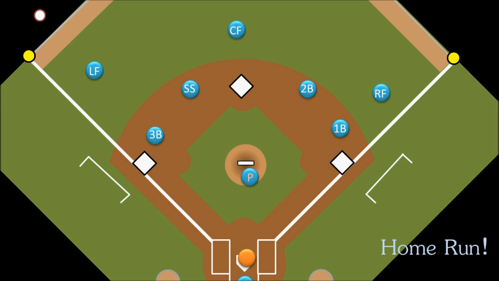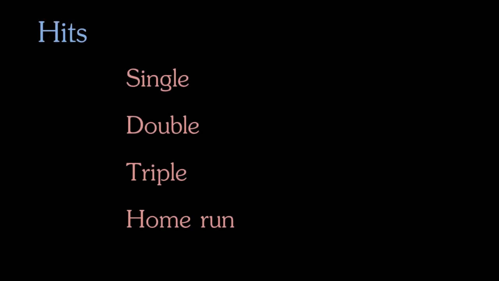Most of the time it involves a fielder messing up something and tripping or falling, something like that. Remember, there are 90 feet between each base, so even the fastest guys will almost never hit an inside the park home run. So those are our 4 types of hits: single, double, triple, and home run.